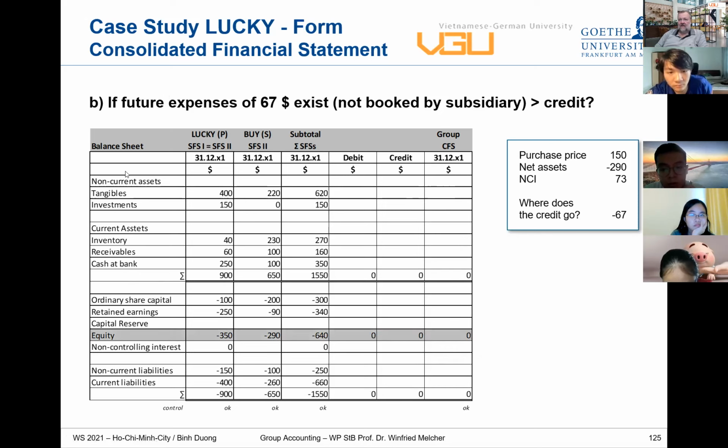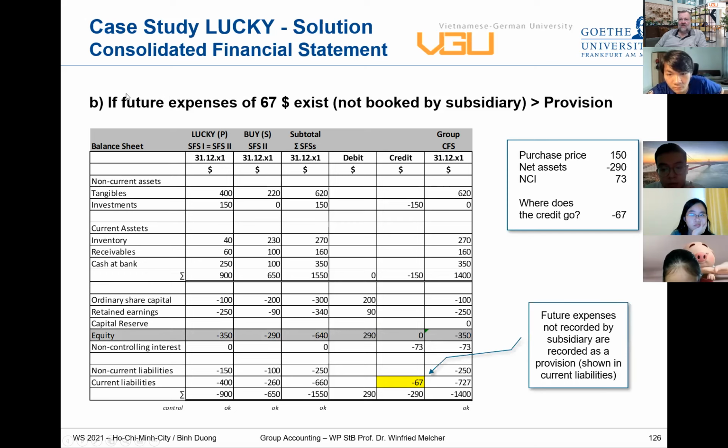What about B? Well, if there are future expenses, then we have to book these expenses in the consolidated financial statements. Thus, the current liabilities will be increased to 727. So future expenses not recorded by the subsidiary are recorded as a provision.